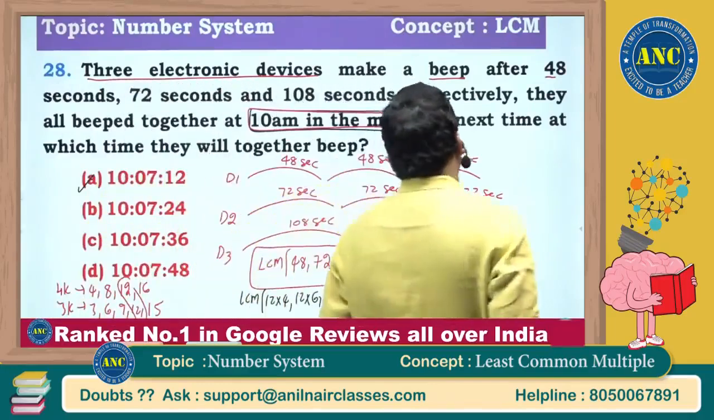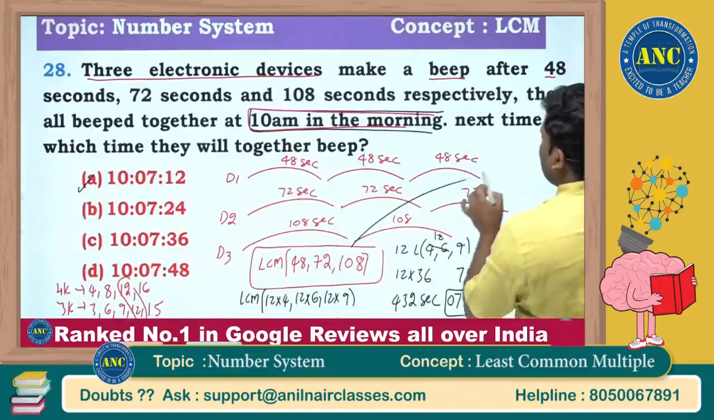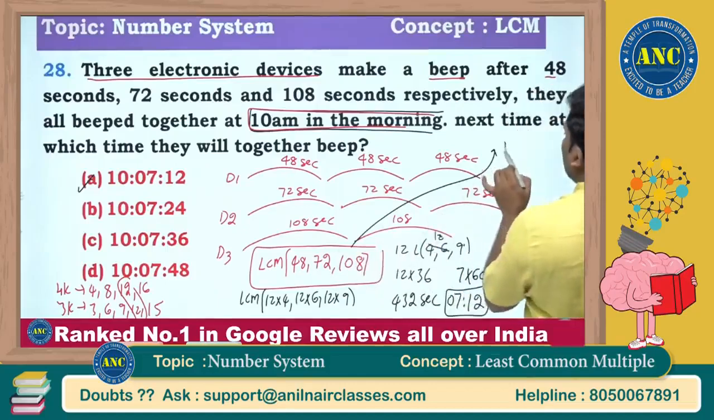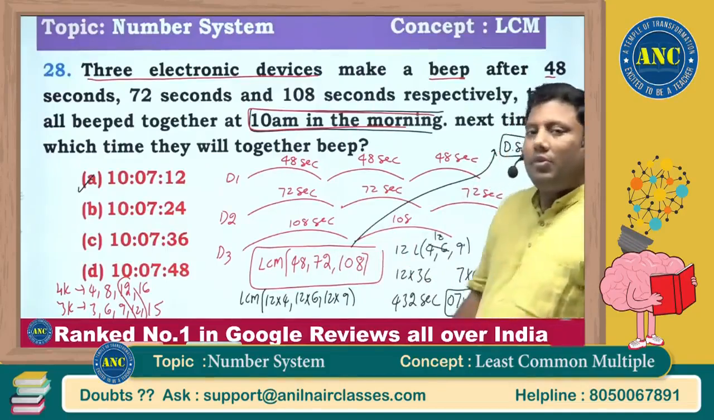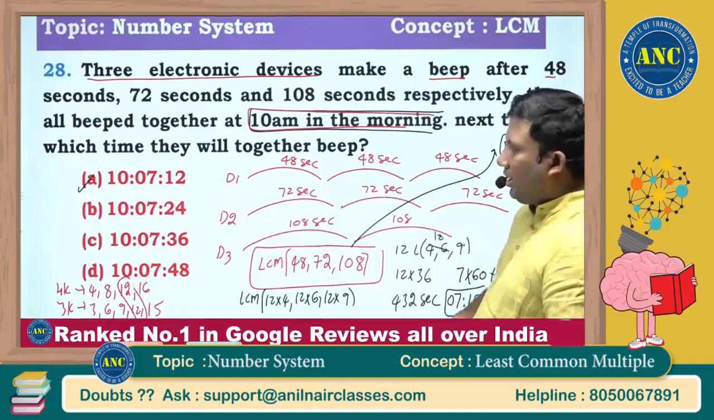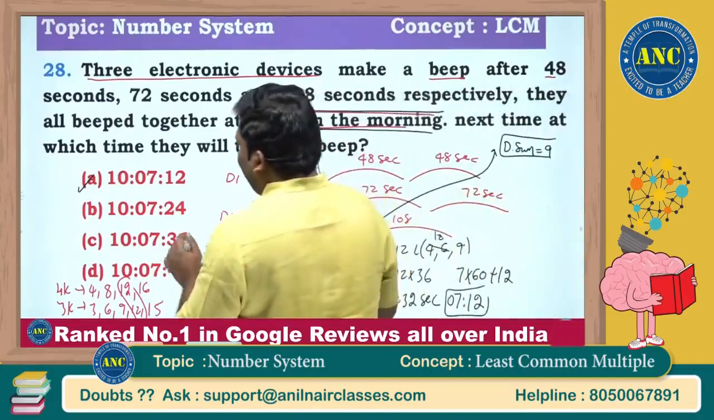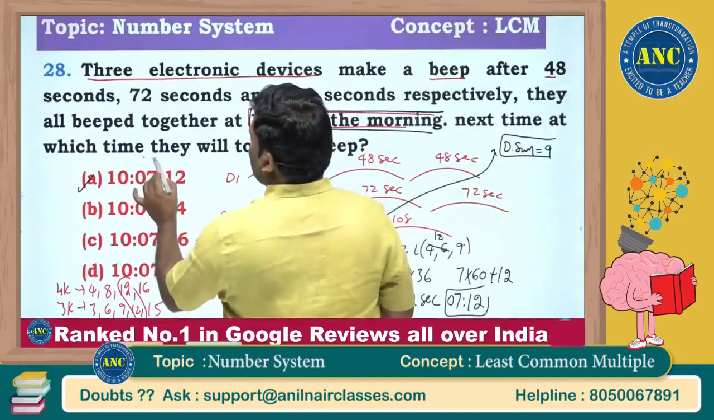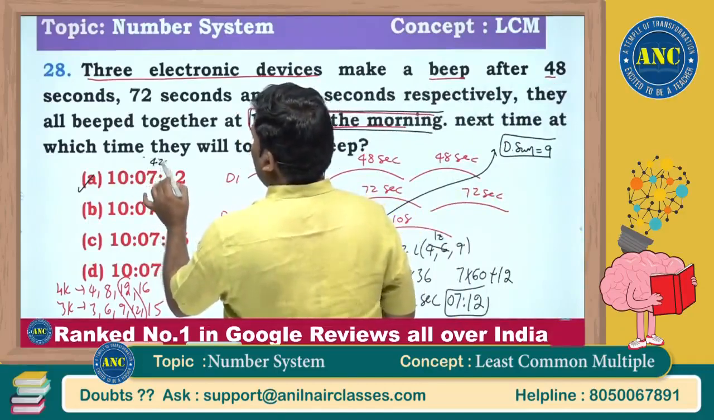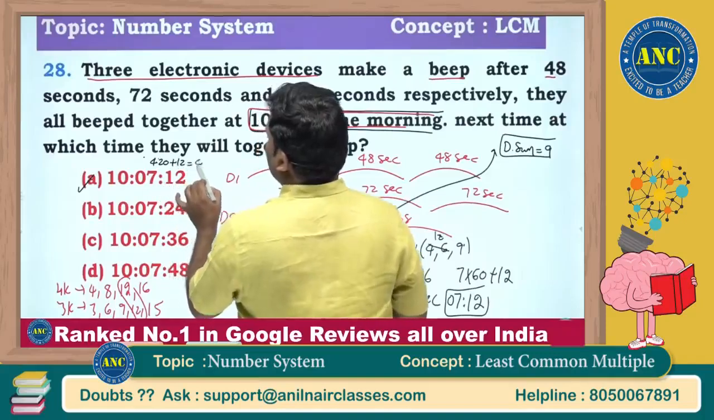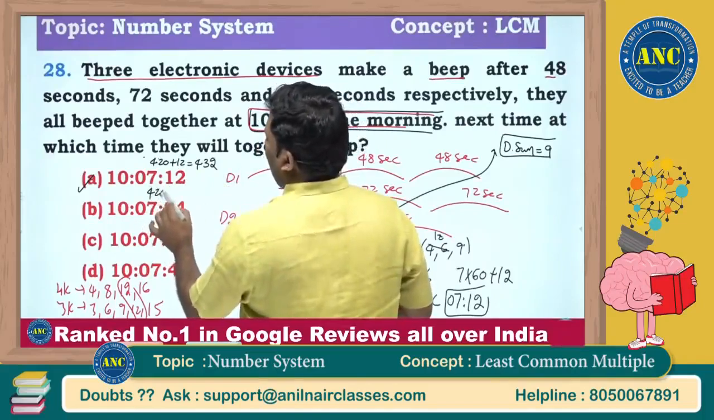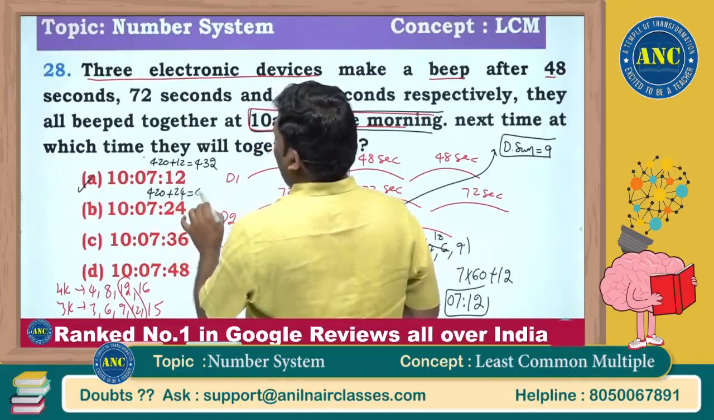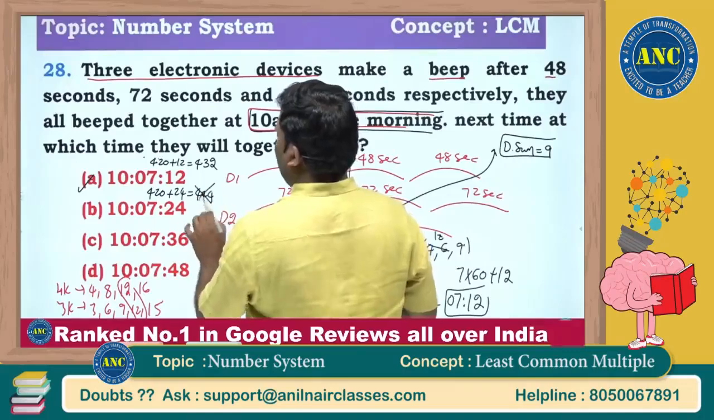Now for me, what is important is the concept which I discussed in session number 1. 72, its digital sum is 9, so the answer's digital sum should be 9. Now listen carefully. Every minute I will convert into seconds. 7 into 60 is 420 plus 12, which is 432. Digital sum is 9. 7 into 60, 420 plus 24, 444. Digital sum is not 9.